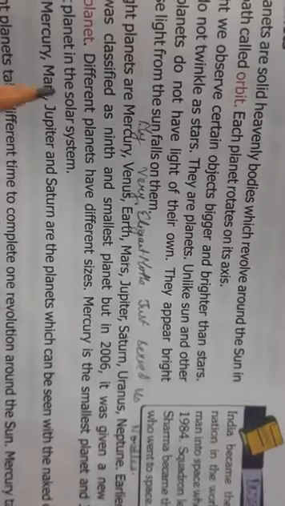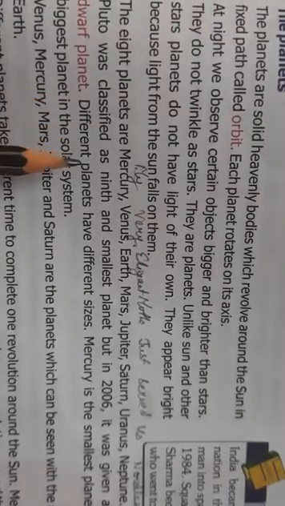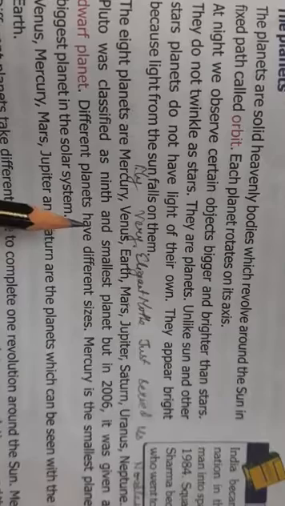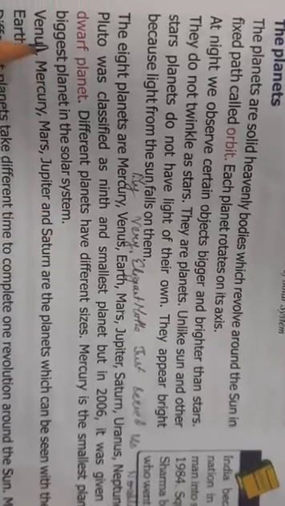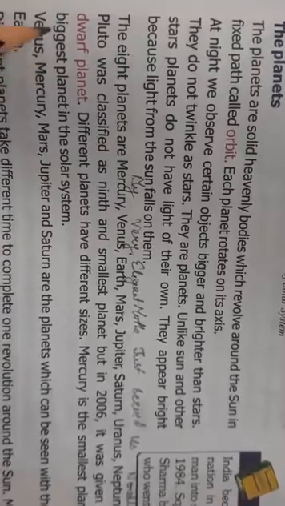Then you all have studied that Pluto was classified as the ninth planet, and Pluto was the smallest. But now, since it has gone out of the orbit, Pluto is now defined as a dwarf planet.